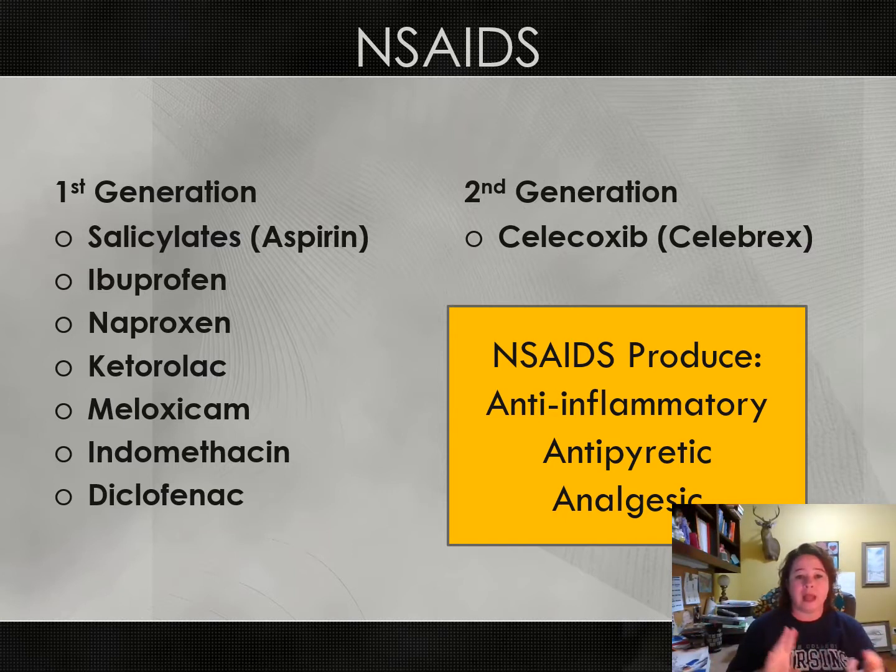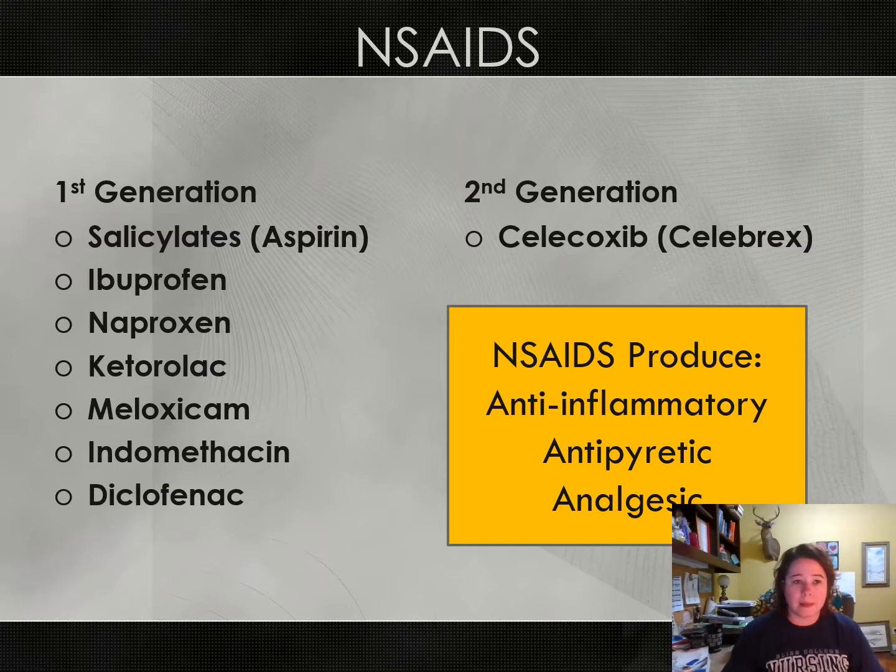Both ibuprofen and naproxen come in a prescription strength. So typically, if the provider can write a prescription for it, or you can purchase it over the counter. Ketorolac, meloxicam, indomethacin, diclofenac, they all have to have a prescription. And then of course, celecoxib does too.